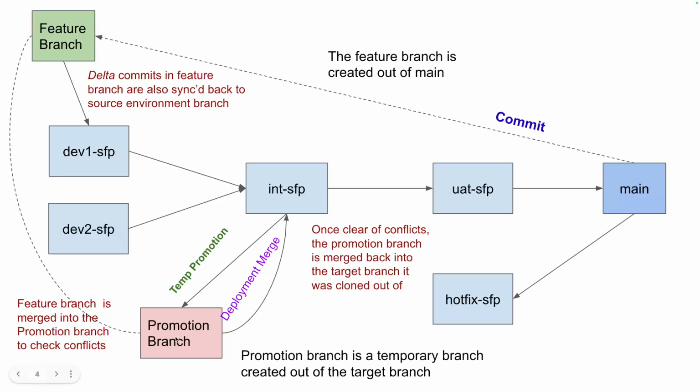It's a temporary environment. Any changes, delta changes you make, go back into the feature branch, and then they get redeployed back into the source. So we're keeping track of any small minor changes due to the promotion. And then we're now in a good place. So the environments accumulate change, the features stay clean, and the promotion branches are only there temporarily.